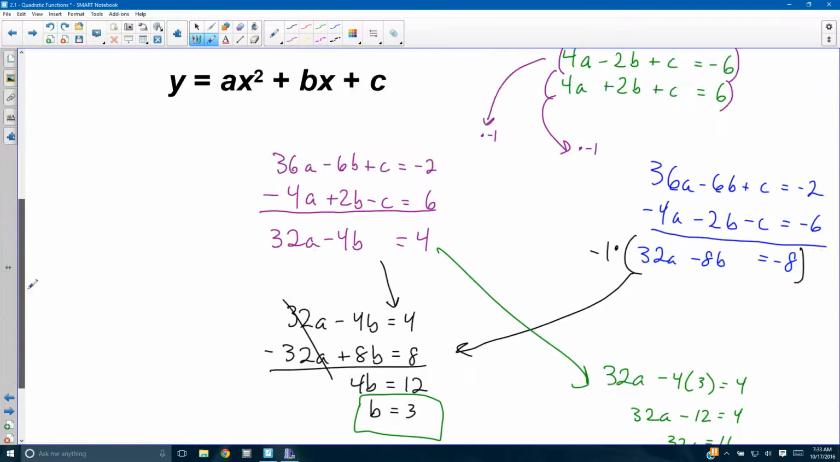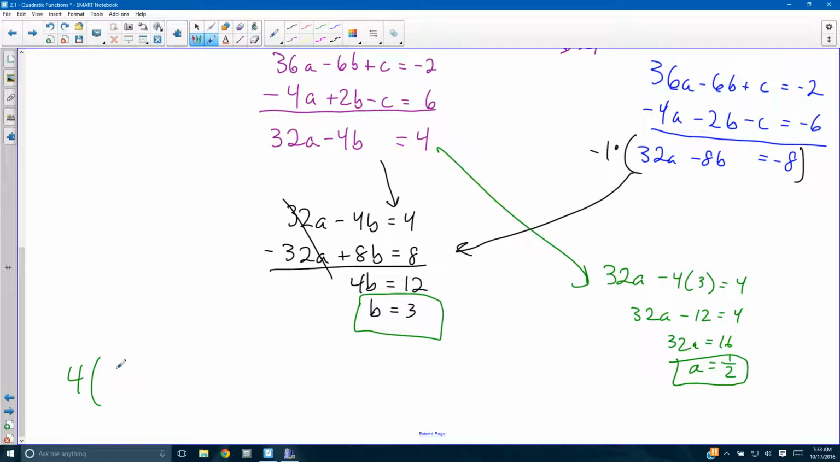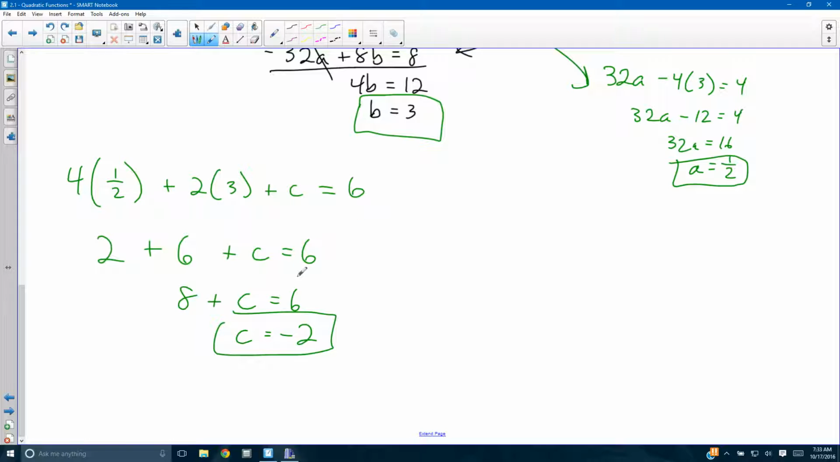I still have to find c, right? Well, I can use any of these 3 original equations right here and do that. I'll do the one with the most positives right here. I feel most comfortable with that. 4a plus 2b plus c equals 6. Solving for c, half of 4 is 2. 2 times 3 is 6. Okay, so 8 plus c equals 6. Therefore, c equals -2. So I have my 3 values here: 1/2, 3, and -2.